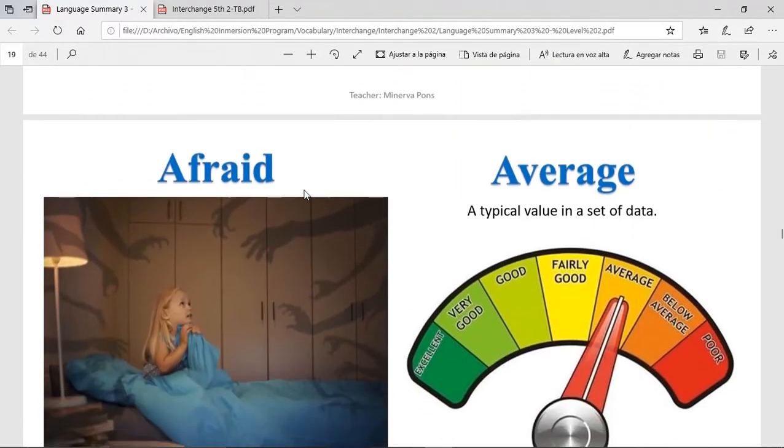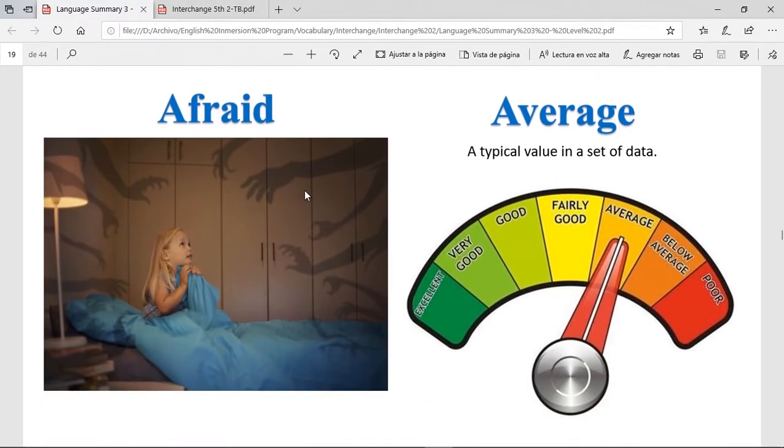Let's see some adjectives. Afraid. Afraid is when you're scared, when you feel like something bad is going to happen, or when something makes you feel bad, like, oh my god, it's gonna kill me. Okay? Average. A typical value in a set of data. Okay? So we have something that is really good and something that is horrible. The thing in the middle, that is average. Okay? So average is not good, but it's not bad. It's just in the middle.